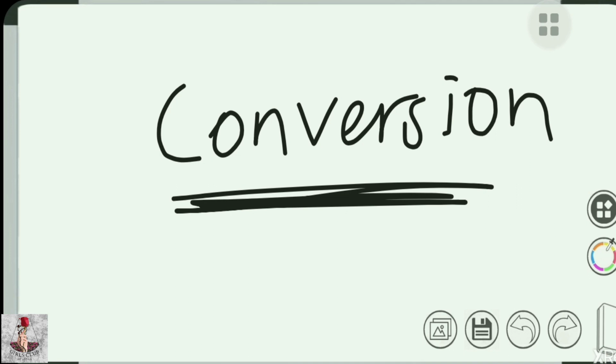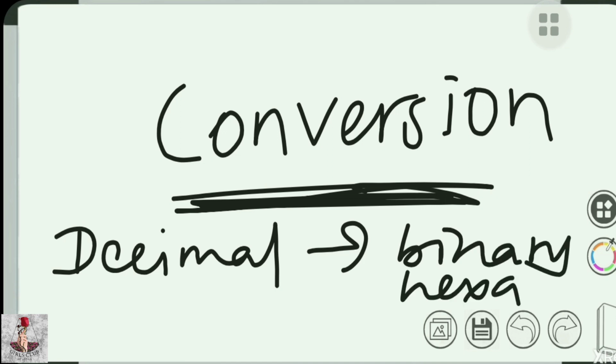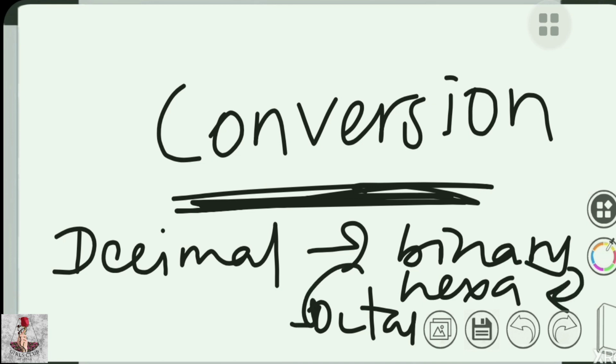Whether it be your O-level paper or your A-level GIT, General Information Technology paper, they will always test your conversion knowledge. You will be asked to convert a number from one system to a number in a different system, for example from decimal to binary, hexa or octal, and vice versa. It may go from binary to hexa, binary to octal, octal to binary, octal to hexa. So how do you do that?